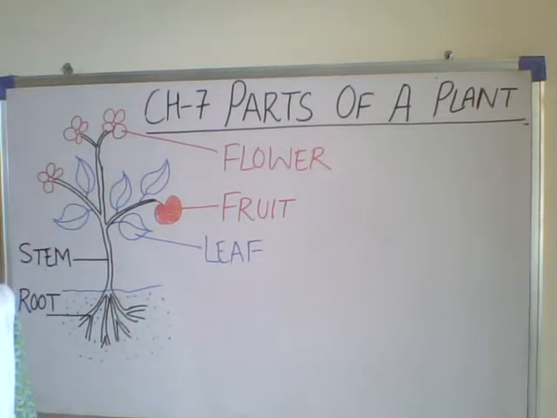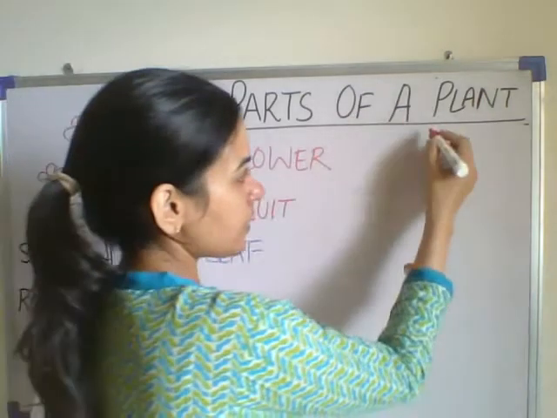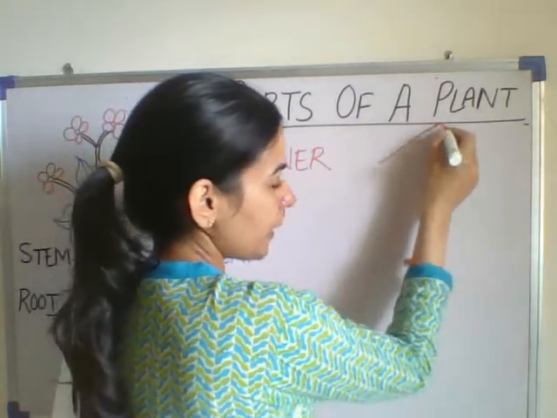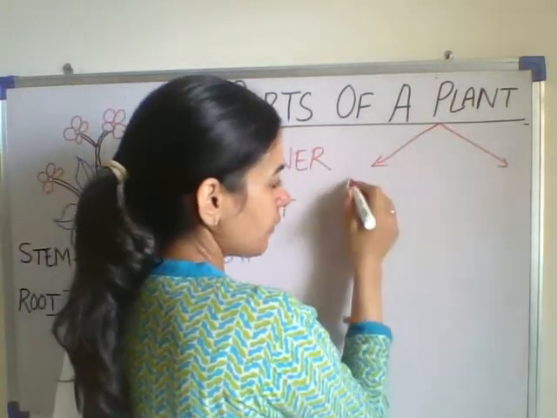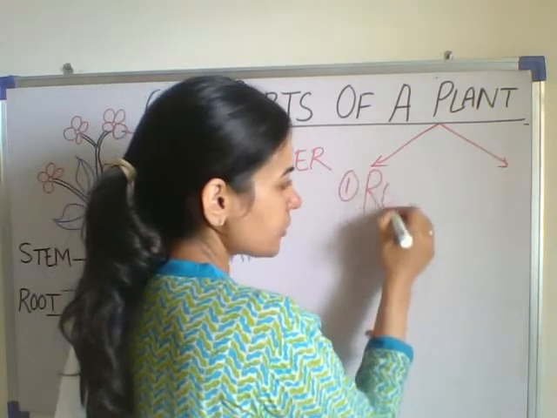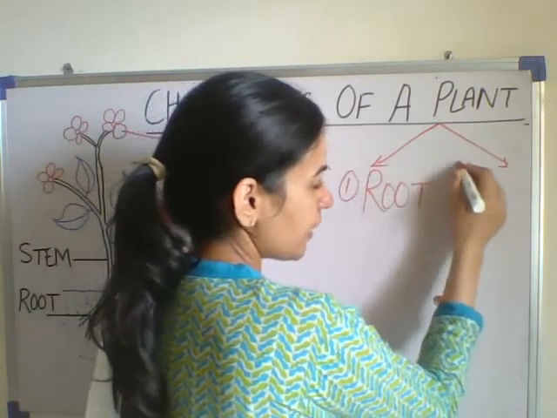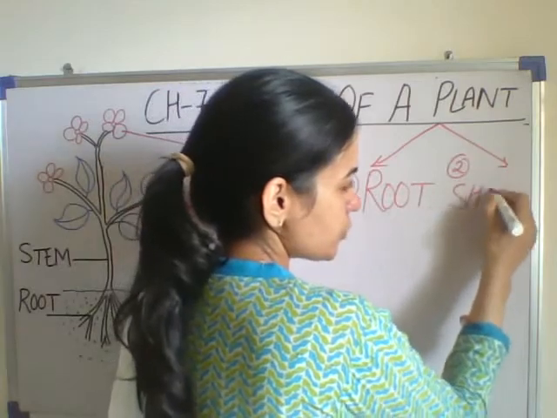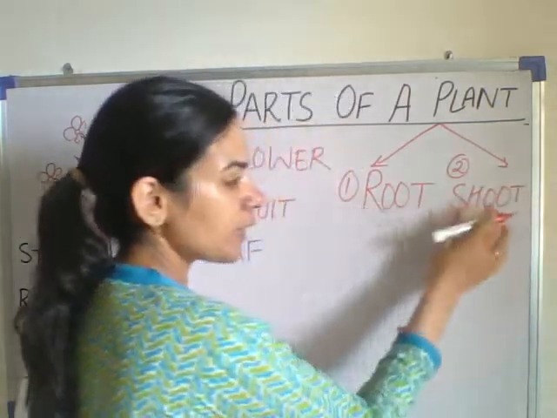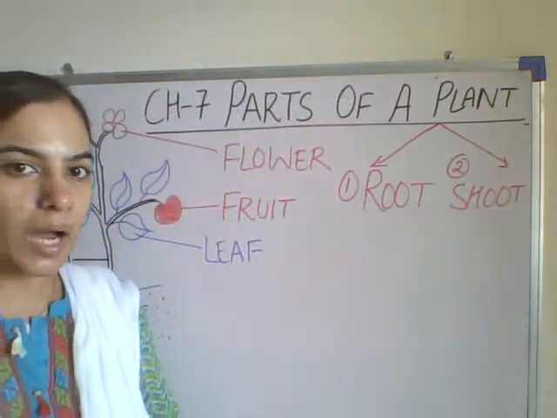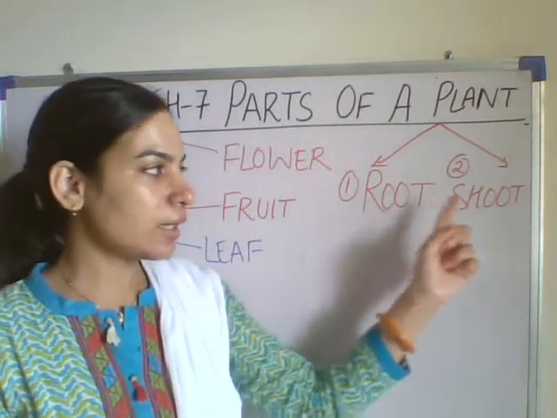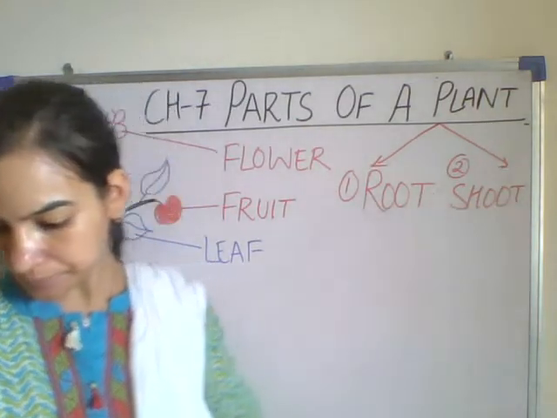The two main parts of a plant are root and shoot. What are the two main parts of a plant? The first one is called the root, and the second one is called the shoot.